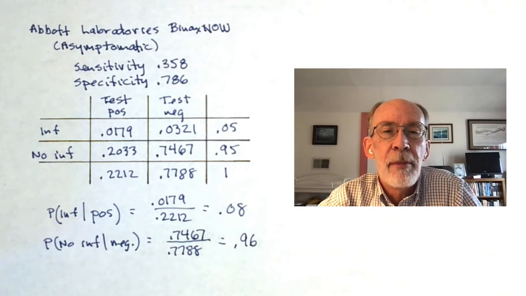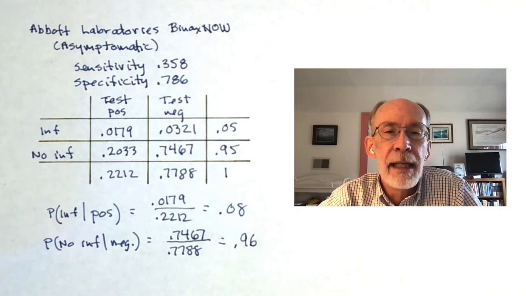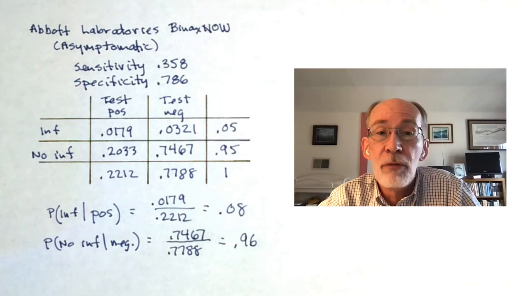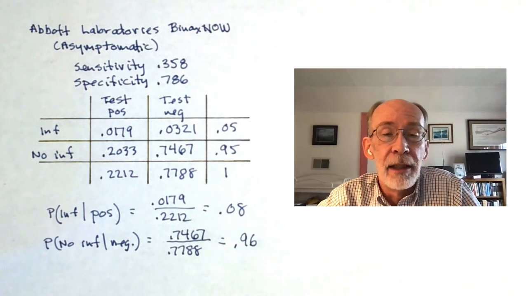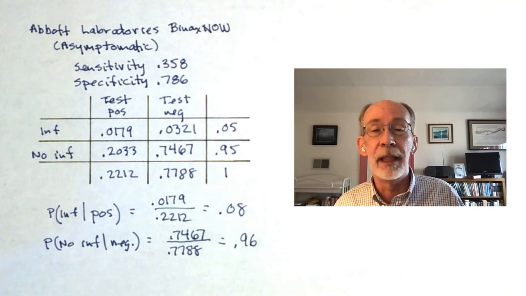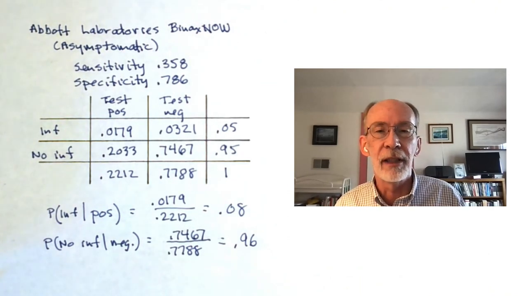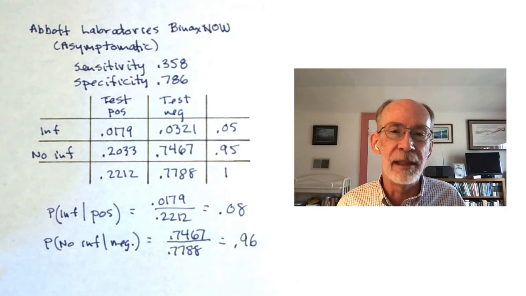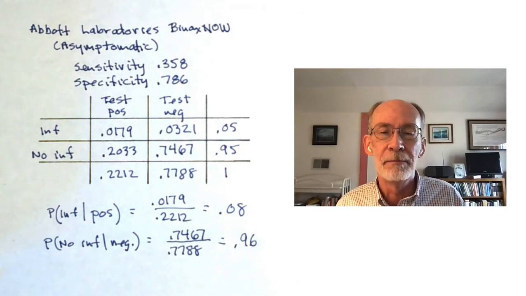And so it would seem that the value in an antigen test among the asymptomatic would be for identifying people who don't have it. If you are drawn randomly from a population with a 5% rate of infection and you test negative, the probability that you are uninfected given that condition is 0.96. And that would seem to be a very helpful thing to know.